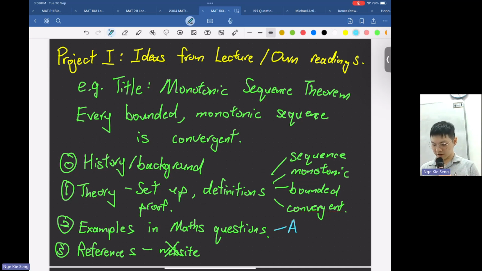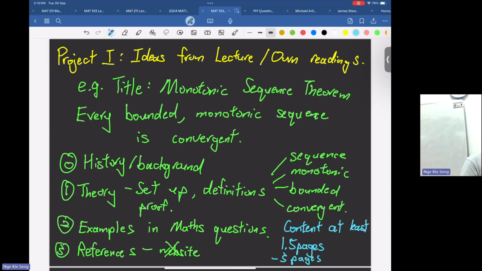Okay, so at least 1.5 pages of content. At most you can go to 3 pages. That's all. No need to write too much. So for 1.5 pages, the idea is about 1/3 history background, 1/3 theory, 1/3 example, something like that. Or you can make your proof and theory part longer, and then maybe the example part shorter. Something like that.